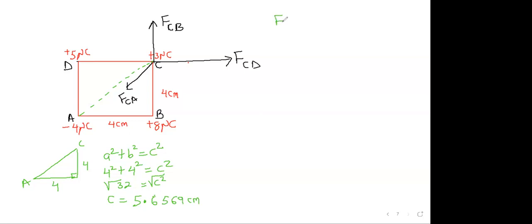Okay. Now, the first thing I want everyone to find is F_CD and F_CB. Let everyone first find that. Then we are going to find together F_CA. Let everyone first get CD and CB, then we work out together the other one.